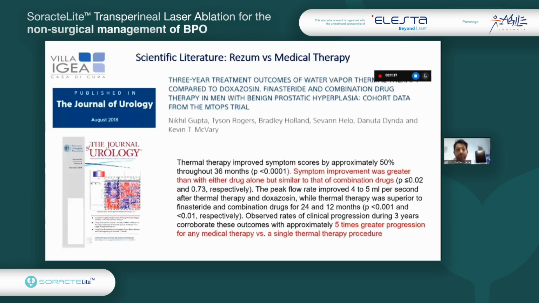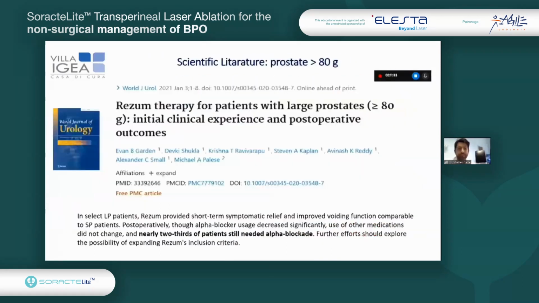Another study was published in the Journal of Urology. What I want to point out from the study is that with medical therapy compared to Rezum, we had 5 times greater progression of BPO. This is something that, to me at least, should be considered.